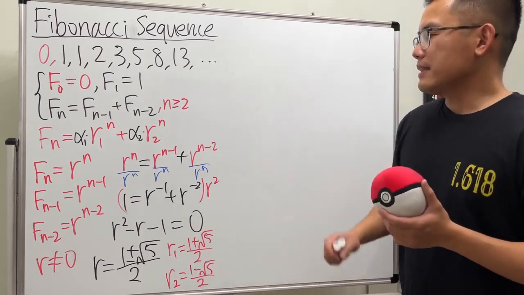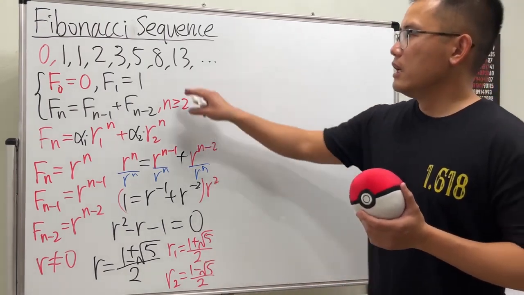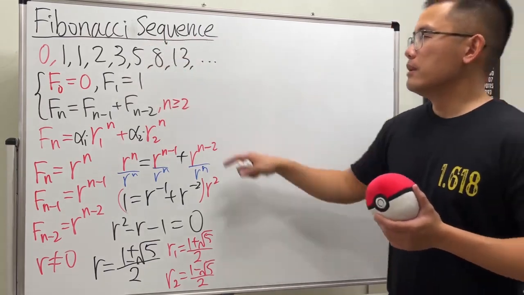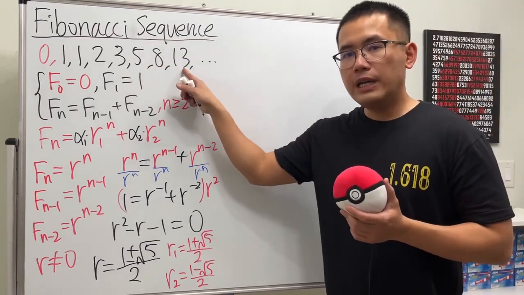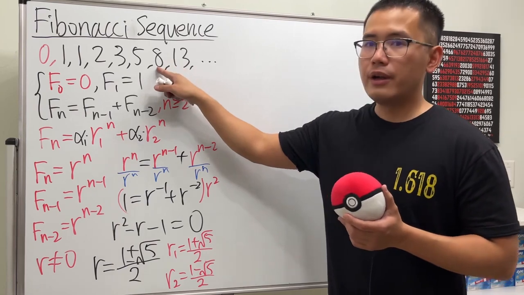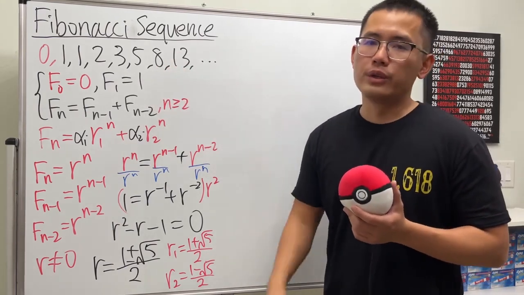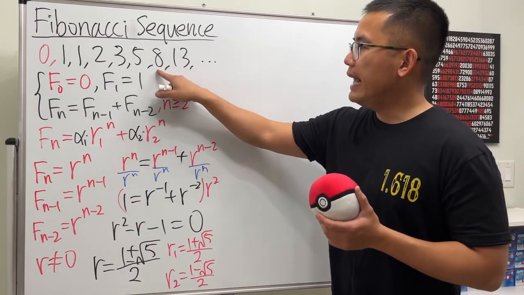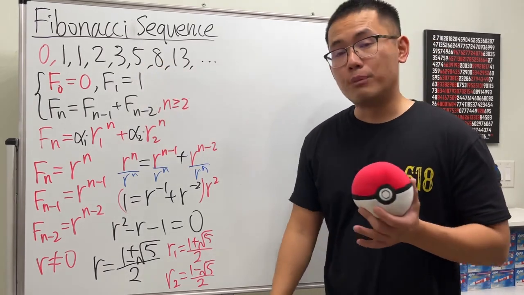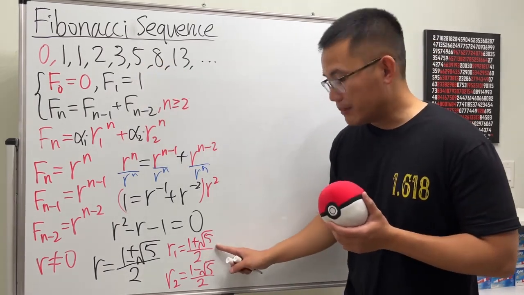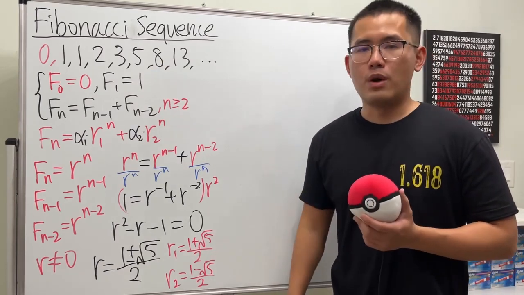Okay, in fact, this is so interesting because if you just keep on going, pick any number and then divide it by its previous number, let me tell you, you will get the golden ratio. If you do 8 divided by 5, you get 1.6 already. This number, the golden ratio, is approximately 1.618.